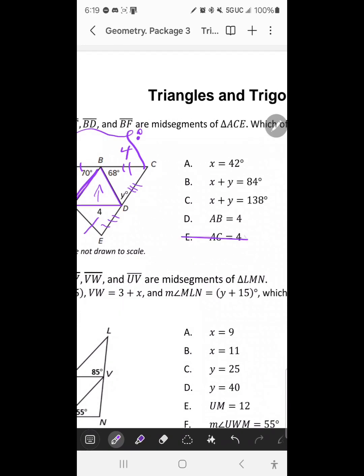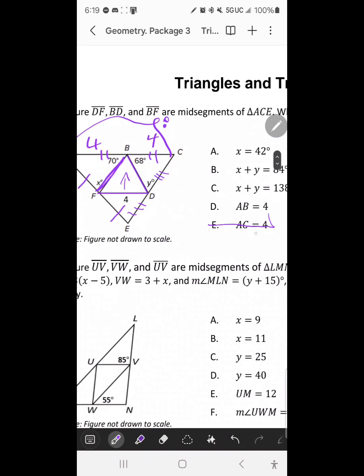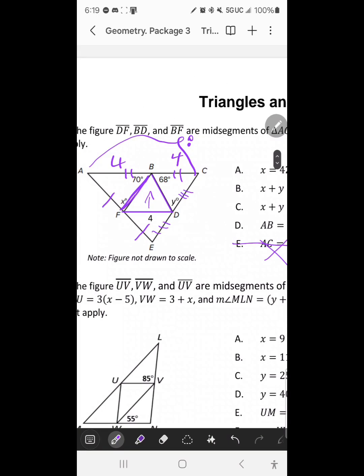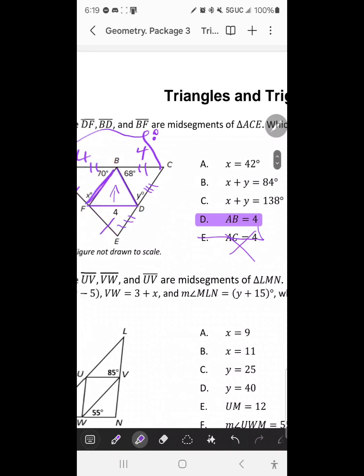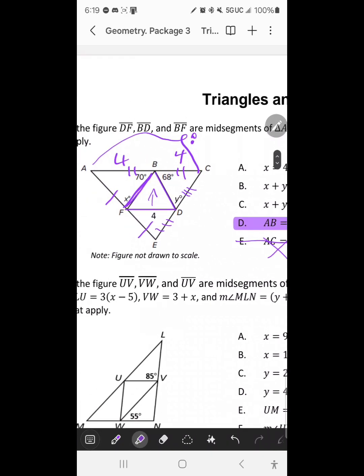AC is not equal to 4. I just calculated AC, so this is false. I could say that AB is equal to 4 because I just said it. So we are true about it. Now, x being equal to 42.